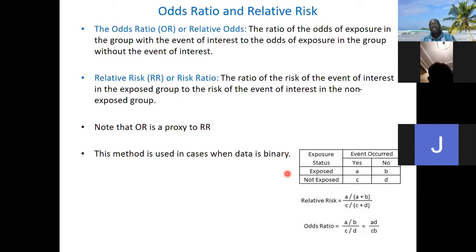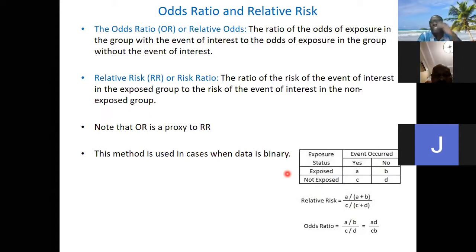It's different from risk ratio or relative risk. So odds ratio cannot be called relative risk, though relative risk can also be called risk ratio. Relative risk is also risk ratio, while odds ratio is also relative odds.